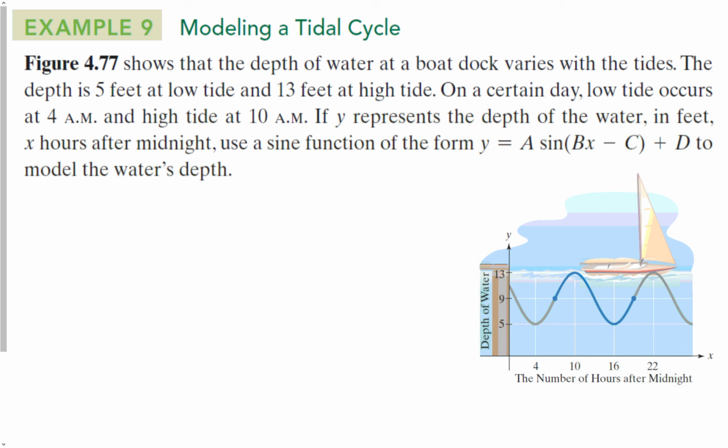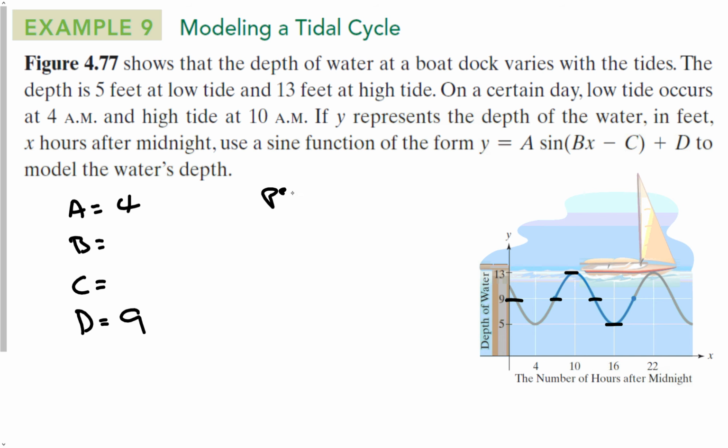Okay, so first thing is we need A, B, C, and D. D is probably the easiest because it's the middle. A, amplitude, is the distance from the middle to the top and the middle to the bottom. So it is 4. It's not 13, because we did a vertical shift. Now we just need B and C.